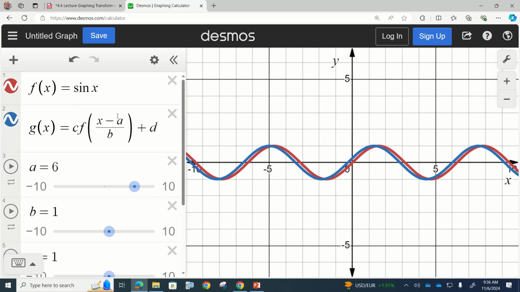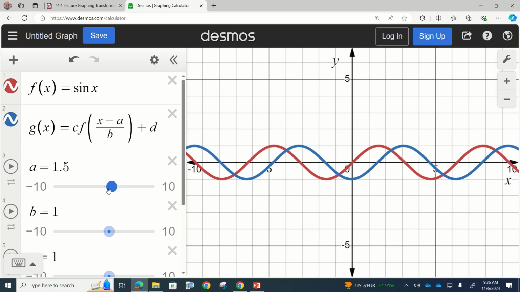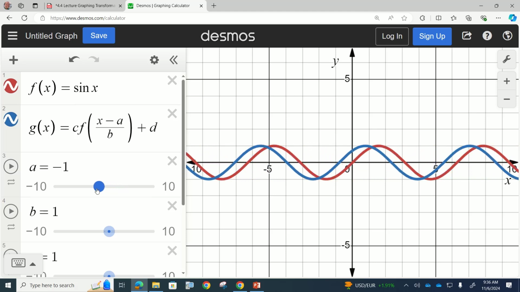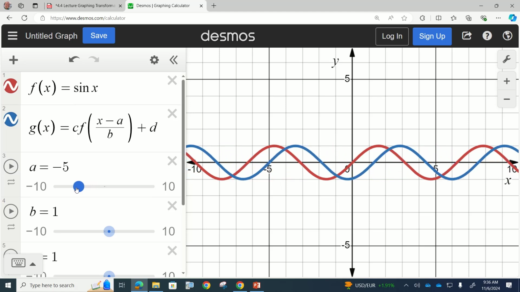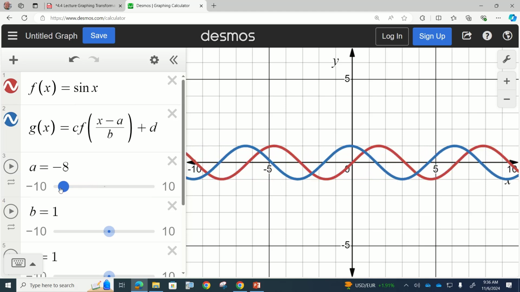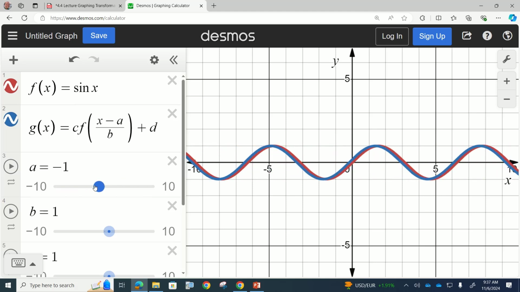And that's what happens for positive values of a. So I'm doing x minus 6 right now. But what if I have a negative value of a? What if I'm adding something to the argument? Then, if I add something to the argument, I'm sliding it to the left. Okay? So that a value determines the horizontal location.